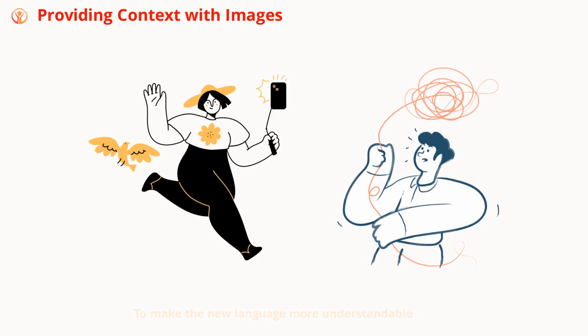To make the new language more understandable, the teacher presents images showing people performing various actions. For example, a girl eating an apple, a boy riding a bicycle, a teacher writing on a board, and a family watching television. Learners read sentences describing these images, such as, "The girl is eating an apple." This visual support helps bridge the gap between old and new knowledge.